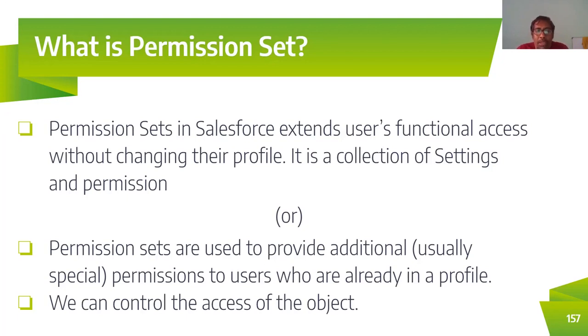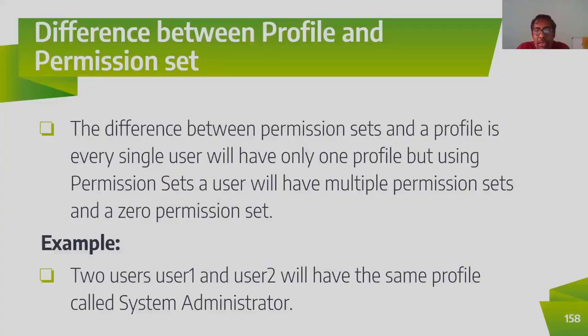Permission sets are used to provide additional permissions to users who are already in the profile. We can control the access of the object, right? Just now I told you, it's an additional permission which is being provided to a particular user who is already in a profile. We can control the access of the object.